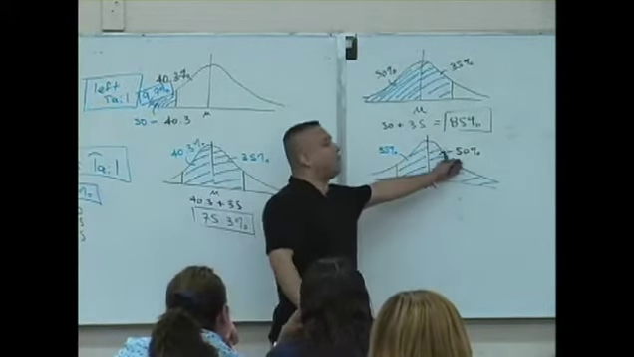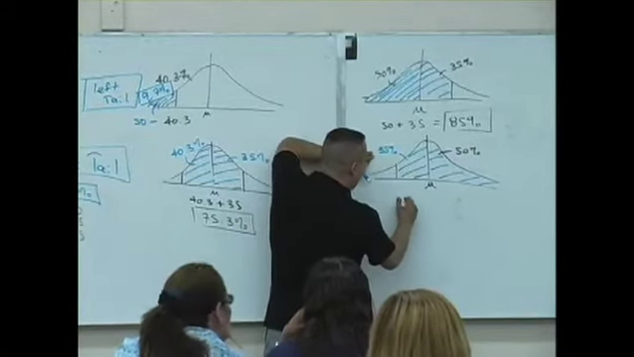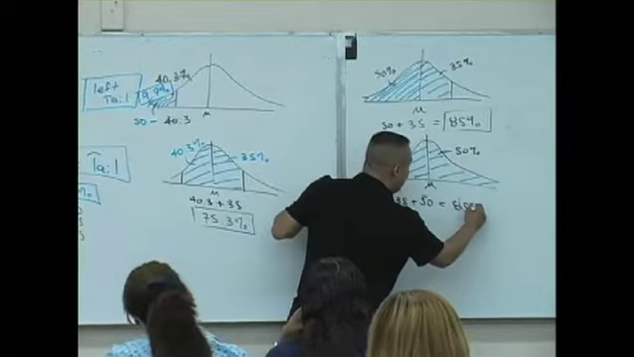The right side is shaded. 35 bucks in your left pocket plus the 50 in your right. What is that? 85 what? Dollars.